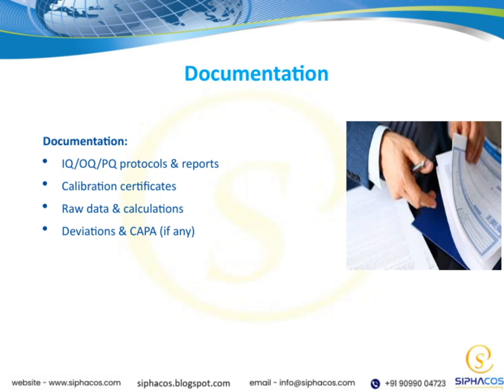Moving on, raw data and calculations are the backbone of our documentation. They provide the evidence needed to verify our results and support our conclusions. Then, we have deviations and CAPA, or corrective and preventive actions, if any issues are identified. Documenting deviations helps us understand what went wrong, and CAPA ensures we address root causes to prevent recurrence. Overall, thorough documentation supports compliance, traceability, and continuous improvement, which are all key themes in our quality management approach.